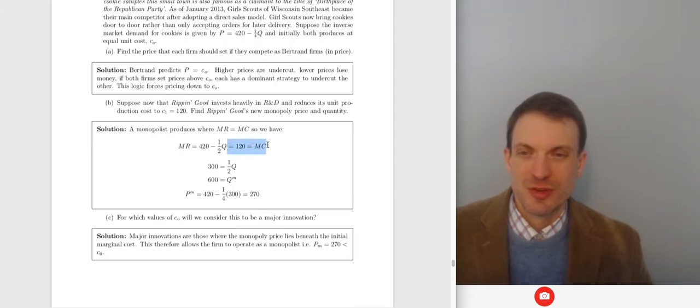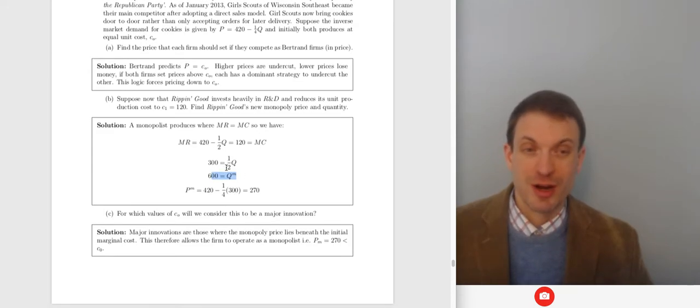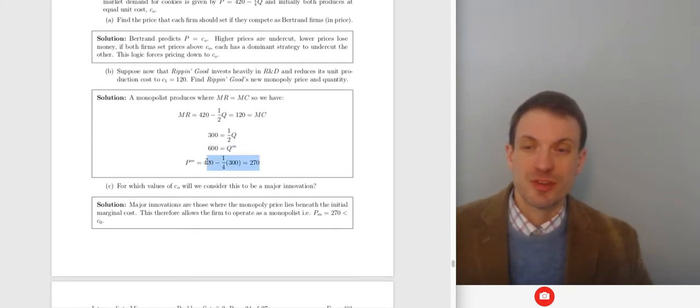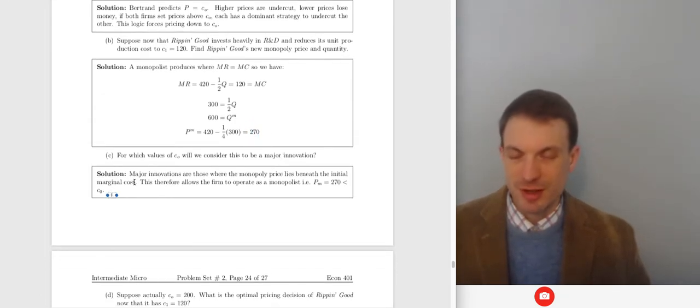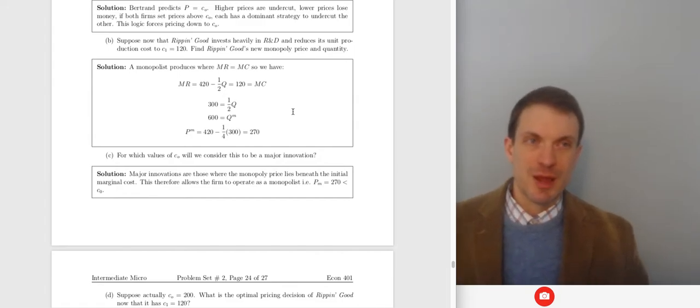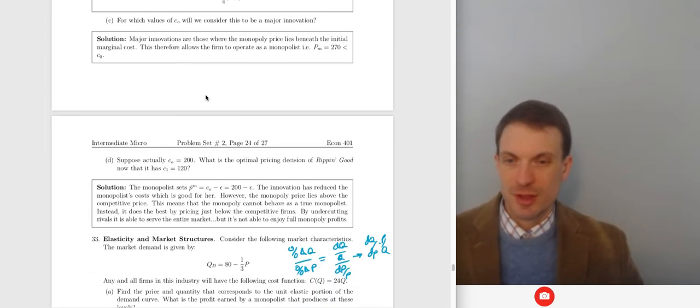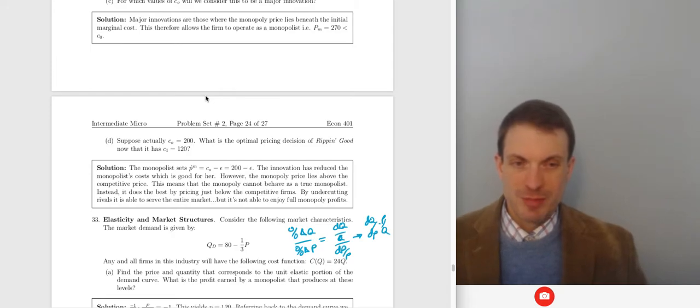Set this equal to marginal cost, and then solving, we find our monopoly quantity, and then plugging this in, evaluating our market demand, right? Prices come from demand curves. So I'm going to put my monopoly quantity into my demand curve to find my monopoly price. Major innovations require the initial shared marginal or unit cost to be higher than 270, so like 271 or just 270 plus some epsilon. Major innovations are those where we're able to operate as a true monopolist, meaning that we can set the monopoly price and quantity.